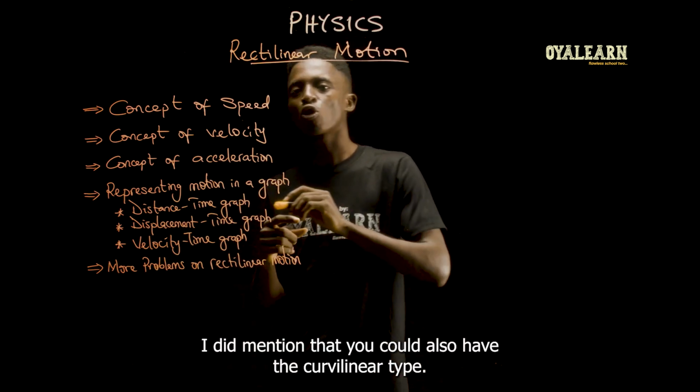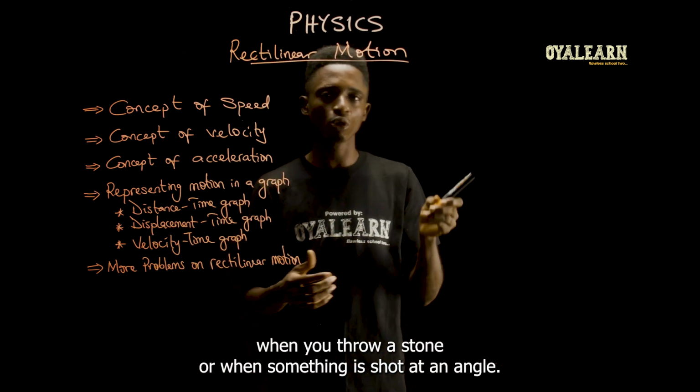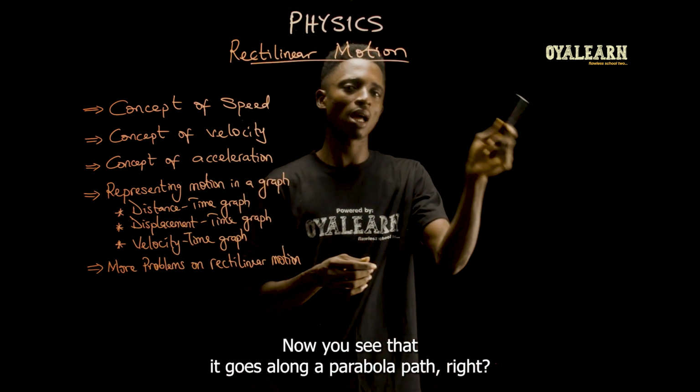I did mention that you could also have the curvilinear type, that is like in the case of a projectile, when you throw a stone or when something is shot at an angle. Now, you see that it goes along a parabolic path, right?